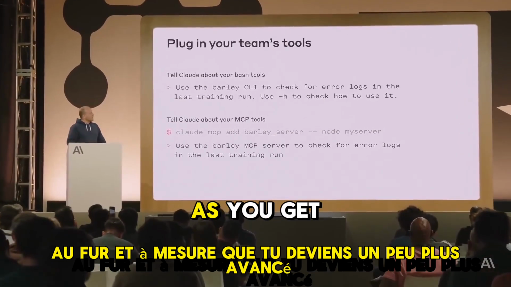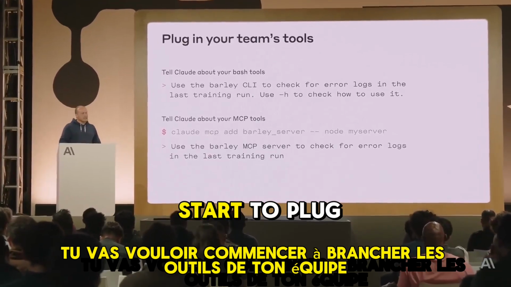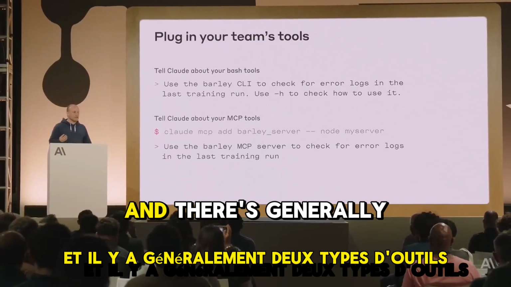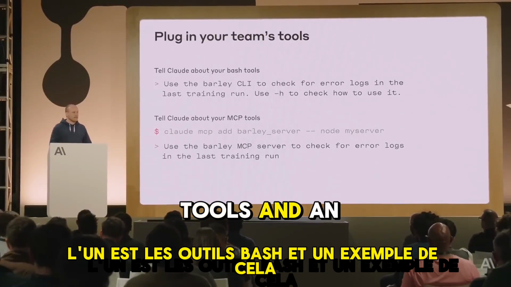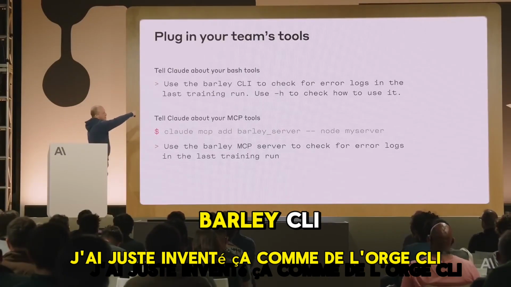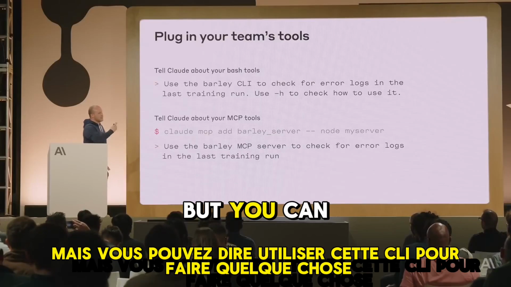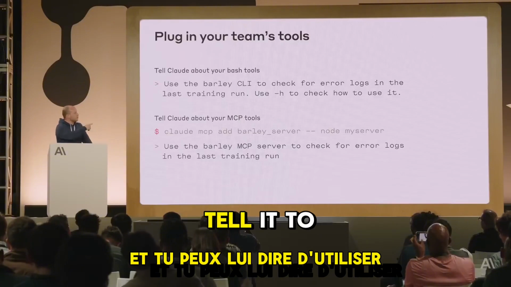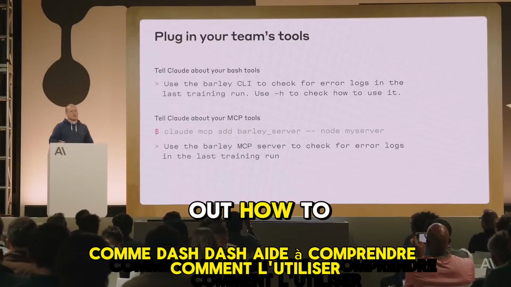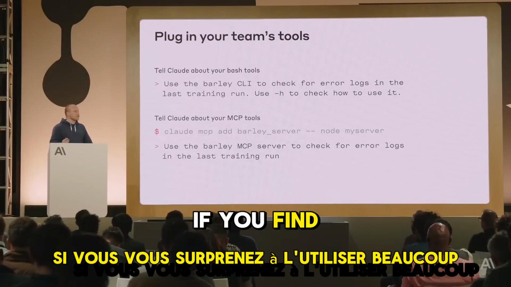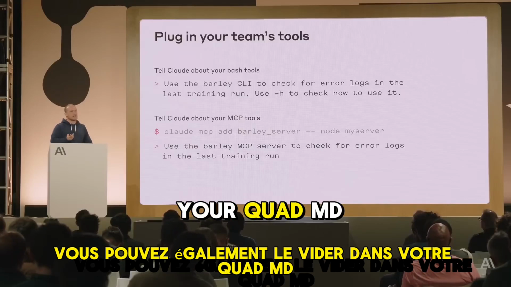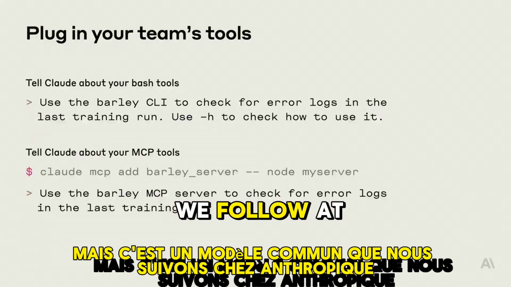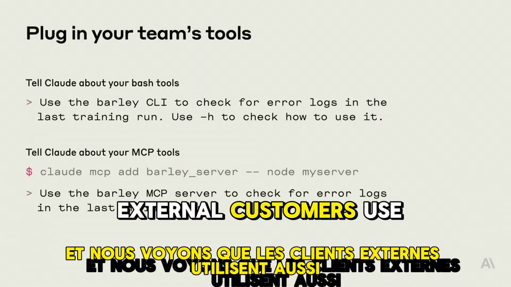The model is good. As you get a little bit more advanced, you're going to want to start to plug in your team's tools. And this is where Claude Code starts to really shine. There's generally two kinds of tools. One is bash tools. An example of this, I just made up this Barley CLI. This isn't a real thing. But you can say, use this CLI to do something. You can tell Claude Code about this, and you can tell it to use, for example, --help to figure out how to use it. And this is efficient. If you find yourself using it a lot, you can also dump this into your Claude MD, which we'll talk about in a bit, so Claude can remember this across sessions. This is a common pattern we follow at Anthropic, and we see external customers use too.